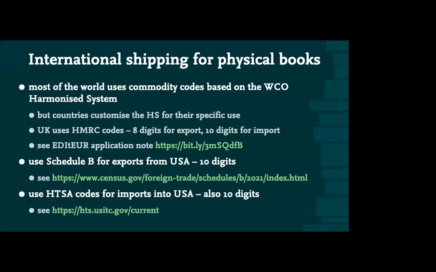But many countries customize the Harmonized System because they want more granular categories of goods that they can measure, tax, or control. For example, in the UK, we use the HMRC customs codes, 8 digits for exports and 10 digits for imports. The European Union uses the TARIC codes, which are very similar. In the US, you use Schedule B codes for exports from the USA and HTSUS codes for imports into the USA, and both are 10-digit numbers.